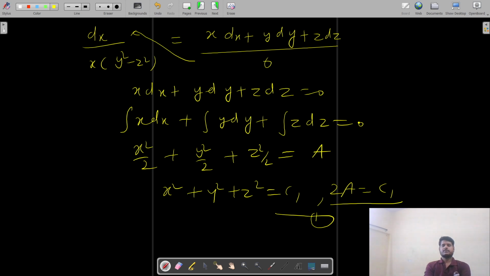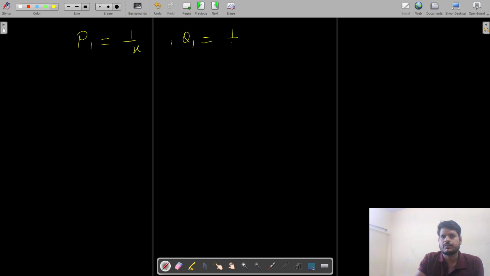Now we have to choose other multipliers, right? So in this case I am taking the multipliers P1 is equal to 1 upon x, Q1 is equal to 1 upon y, and R1 is equal to 1 upon z. You can check whether this expression will be 0 or not. So we should check P1 P plus Q1 Q plus R1 R equal to 0 or not.